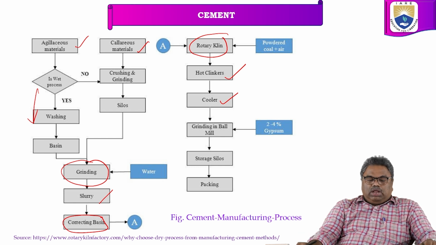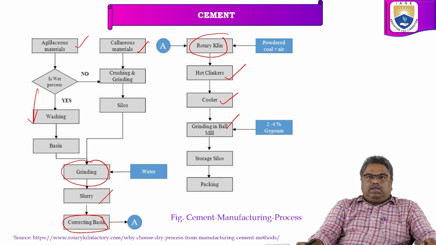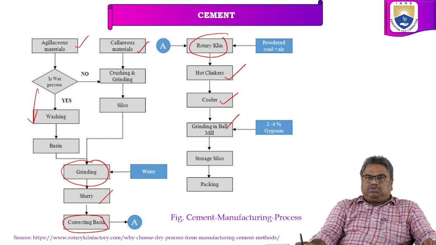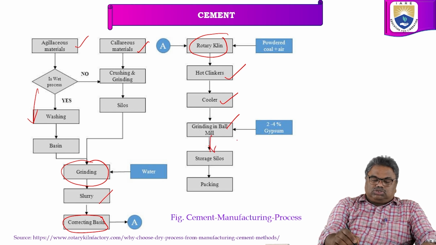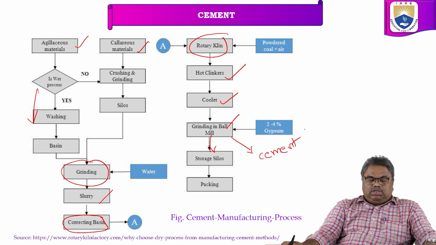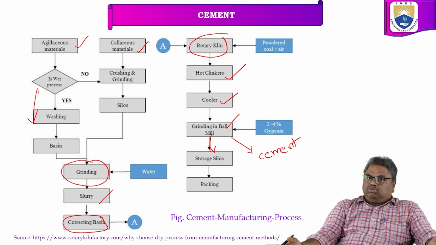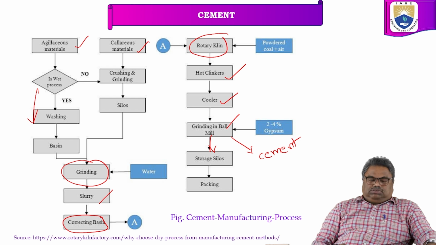Then grinding will happen in the ball mill. In the ball mill itself, we will add 2 to 4% of gypsum, and here the grinding happens. After this, the cement forms and goes directly to the storage silo and then to packing. So this is the cement manufacturing process.